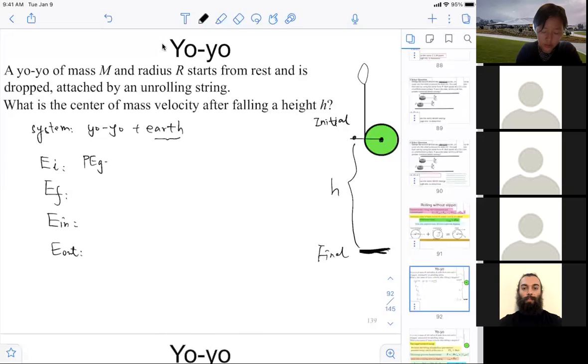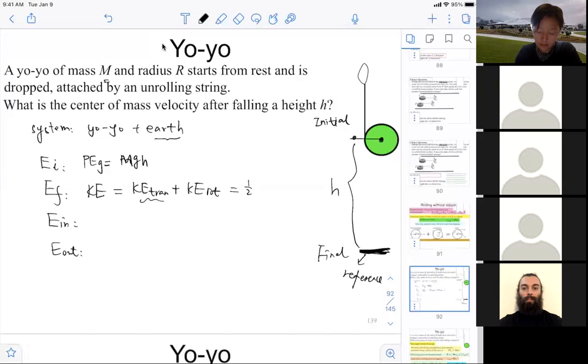It's simply potential energy. That is mgh. Well, this capital M because that's what's given, mass of the yo-yo. Final energy is kinetic energy only. There's no potential because we define the lowest point to be our reference point. So we don't have any potential energy at that point. So for kinetic energy, you have two parts. You have translational part, you have rotational part. So you have to consider both of them.